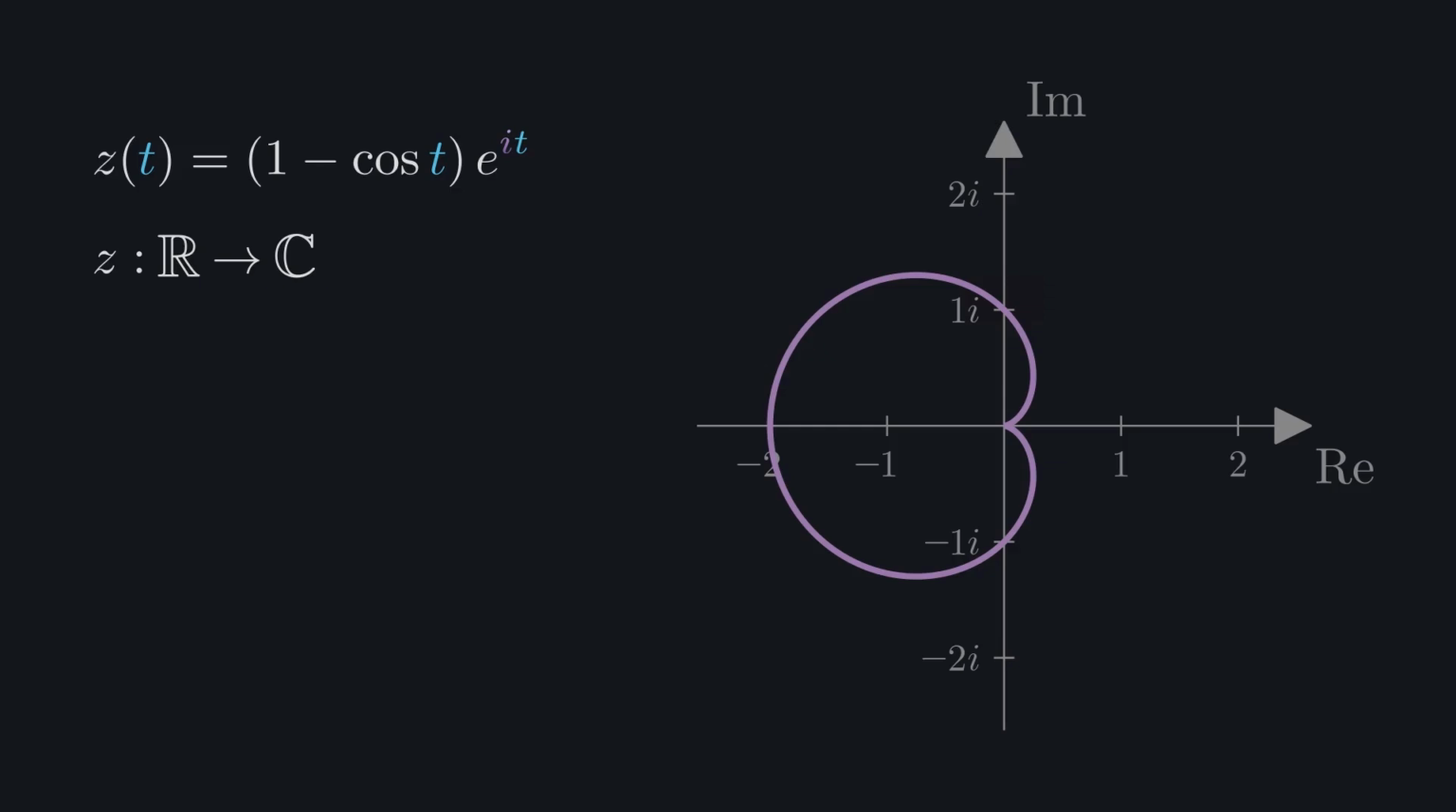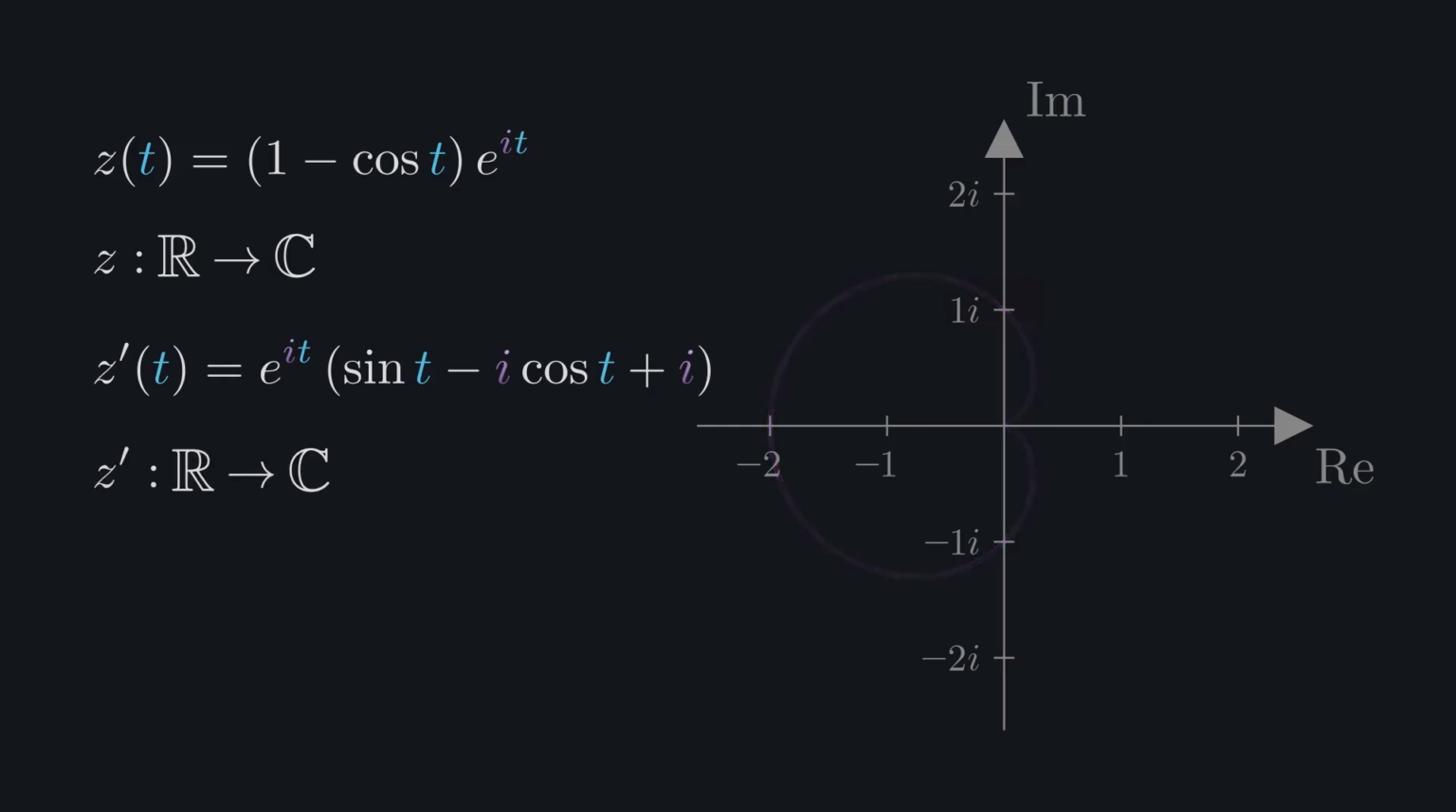We can take a derivative of this function like we would of any other. No special rules apply just because the range has been extended to complex numbers. This is what we get. It's another function that also goes from real to complex numbers, so its output can also be drawn parametrically onto the complex plane just like the original. Let's do that.